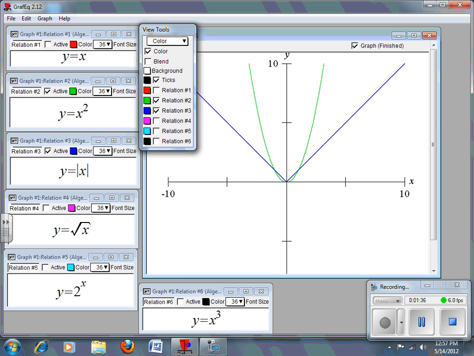I'm going to take off relation 2, put back up the linear function. Notice that it has the same slope. The absolute value has the same slope as the linear function y equals x.